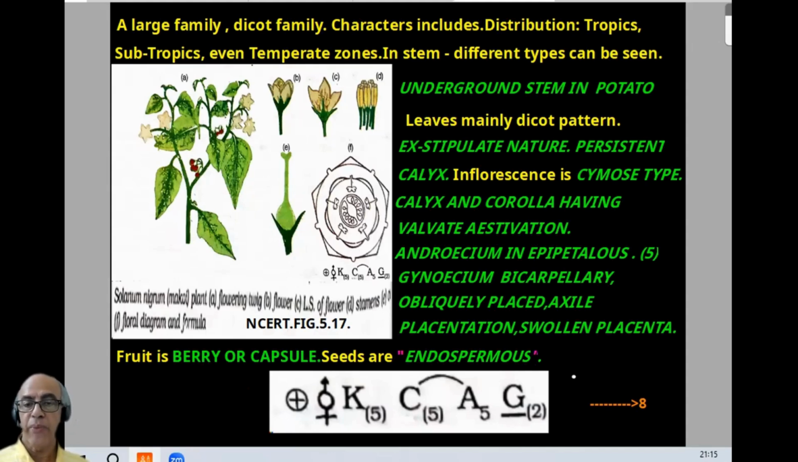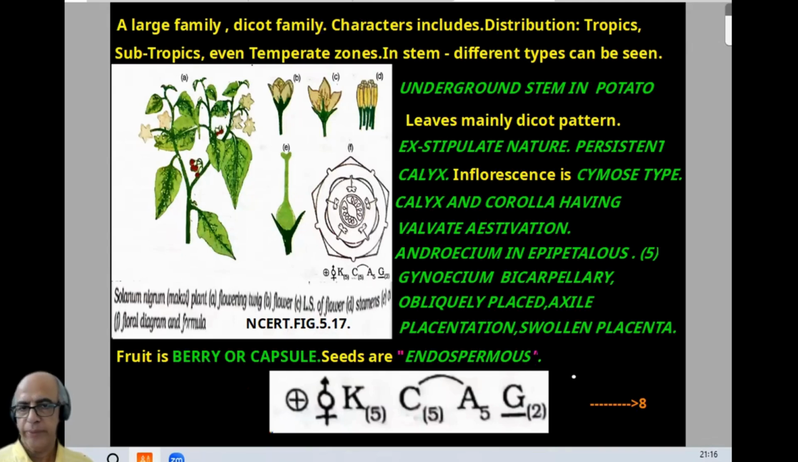Calyx and corolla having the same type of aestivation, that is valvate. That's how they can put it. Androecium is epipetalous, not in. It should be is. So androecium is epipetalous. There we can find in. There should be is. In should be changed. Is. Okay. Gynoecium bicarpellary, obliquely placed.